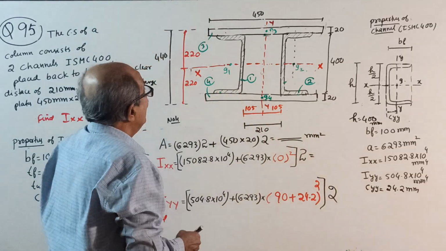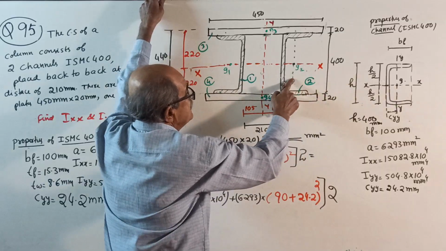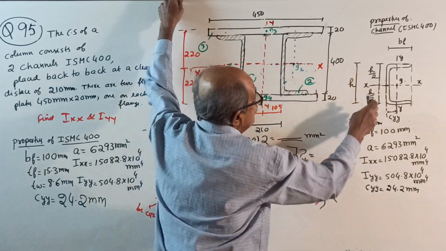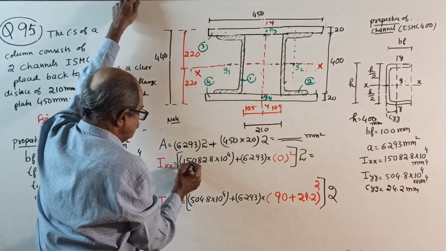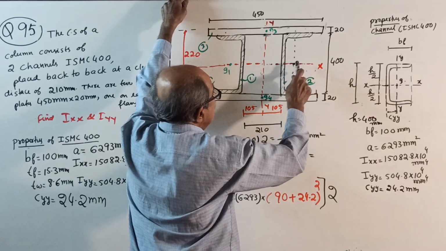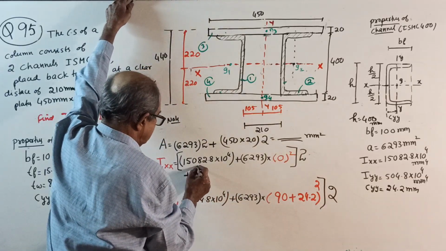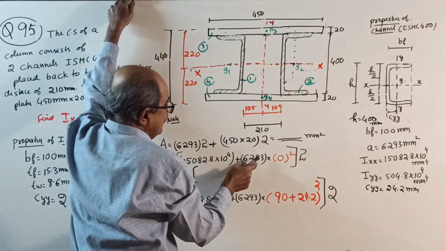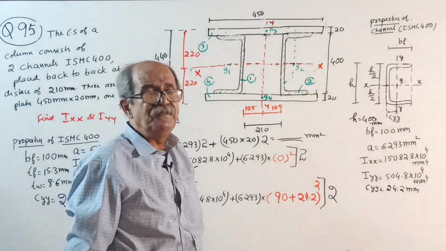Next, I about x-axis. Come here, any channel will do. This channel is better because this channel is placed exactly the same way. I about its own centroidal axis, parallel to x-axis, that is this axis: 15082.8 into 10 to the power 4, this is to save time only, plus area 6293 into centroid G2 lies in XX, so 0 square. This is for one of the channels, then into 2.